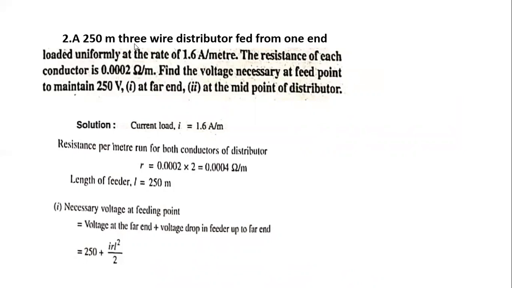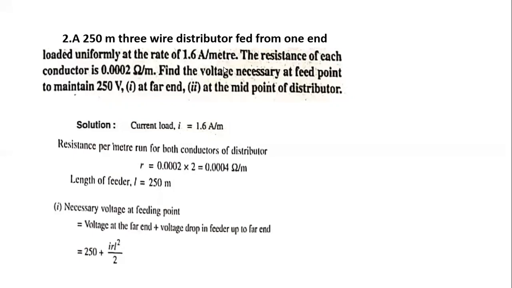A 250 meters 3-wire distributor fed from one end is loaded uniformly at a rate of 1.6 amperes per meter. That means I is equal to 1.6 amperes per meter. This is the resistance of each conductor.